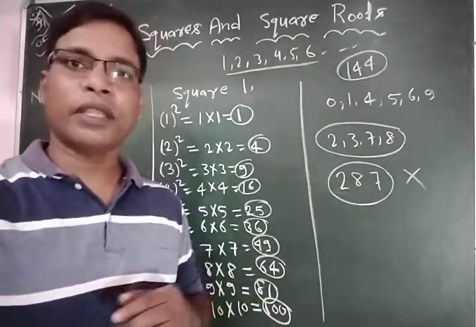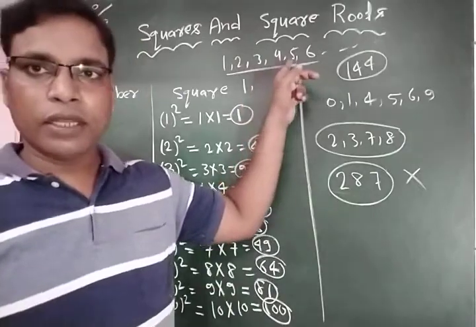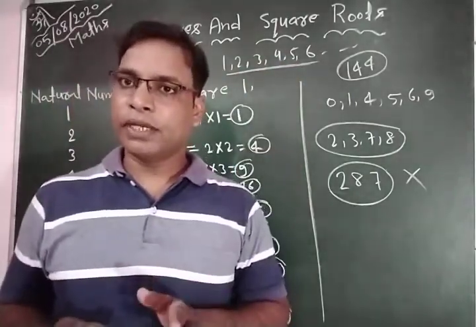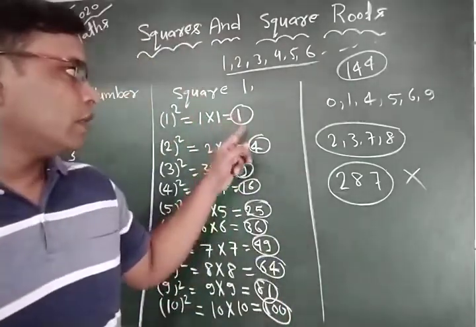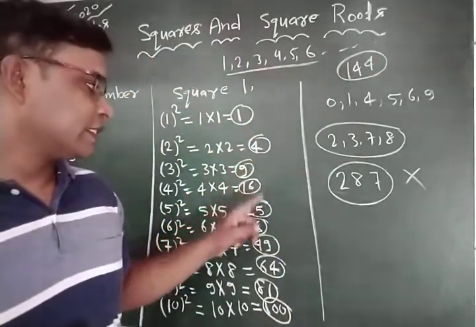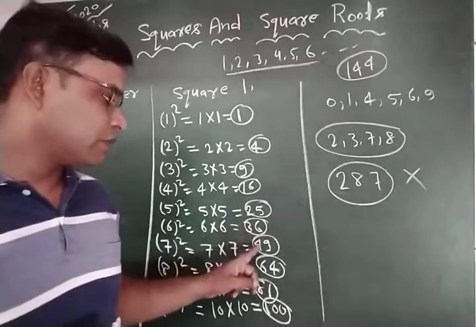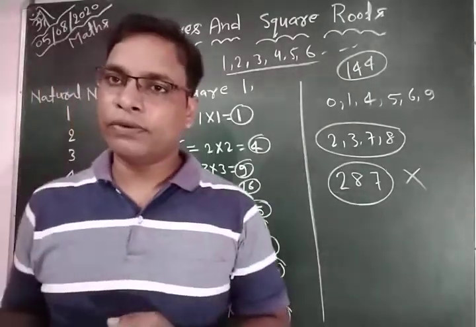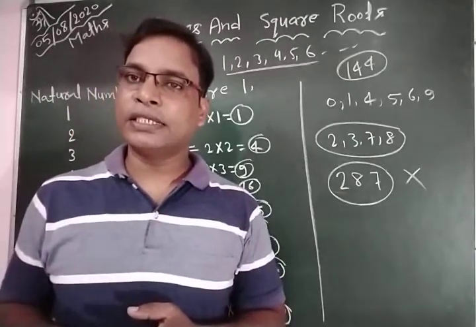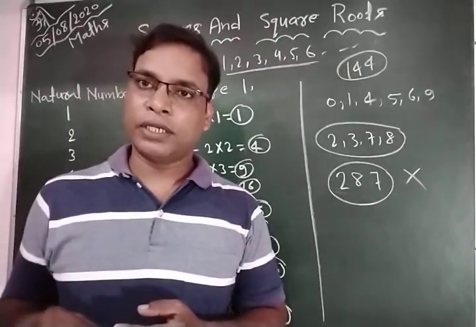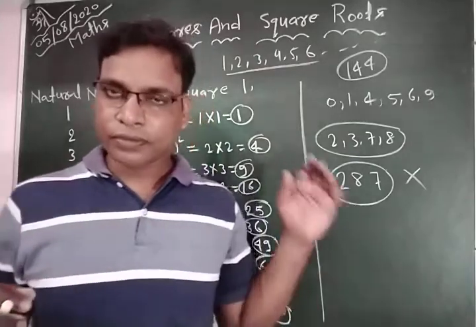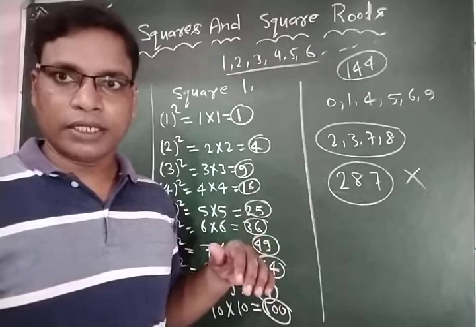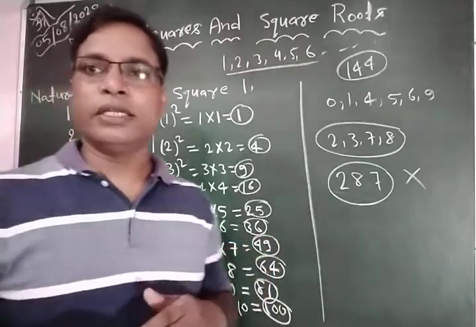Okay, and here you can see not all natural numbers are perfect squares, only 1, 4, 9, 16, 25, 36, 49, 64, 81, 100, 144, 169, 200-something and so on are perfect square numbers. We will discuss later up to 30 square numbers.